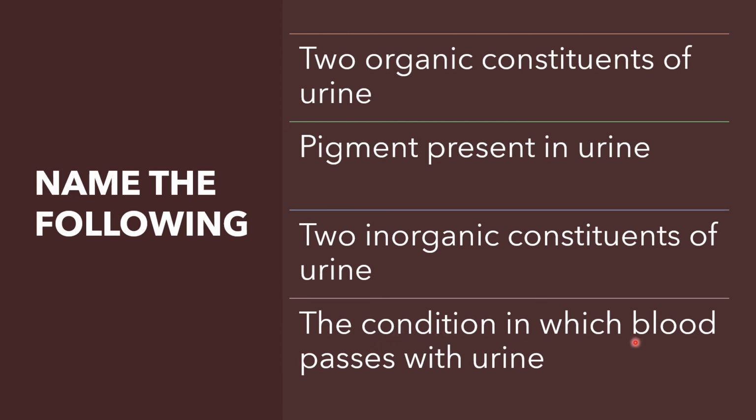The condition in which blood passes with urine, it is hematuria. The condition in which glucose, excess glucose passes through the urine, that is glycosuria. The condition in which albumin passes through the urine, it is albuminuria. These all terms you have to remember.